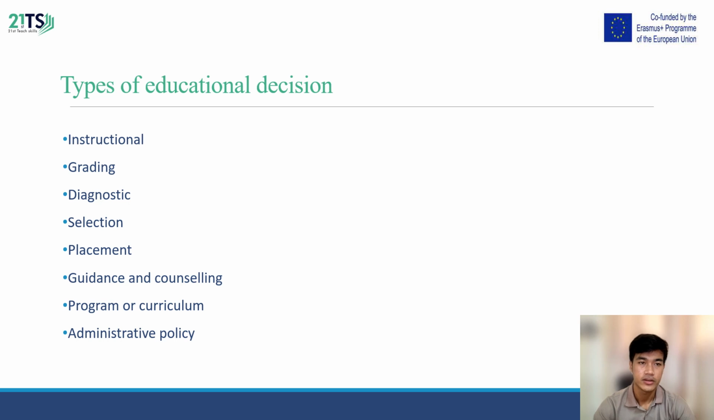Types of educational decisions. Kubiszyn and Borich 2002 classify the different educational decisions into 8 categories: instructional, grading, diagnostic, selection, placement, guidance and counseling, program or curriculum, and the last one, administrative policy.